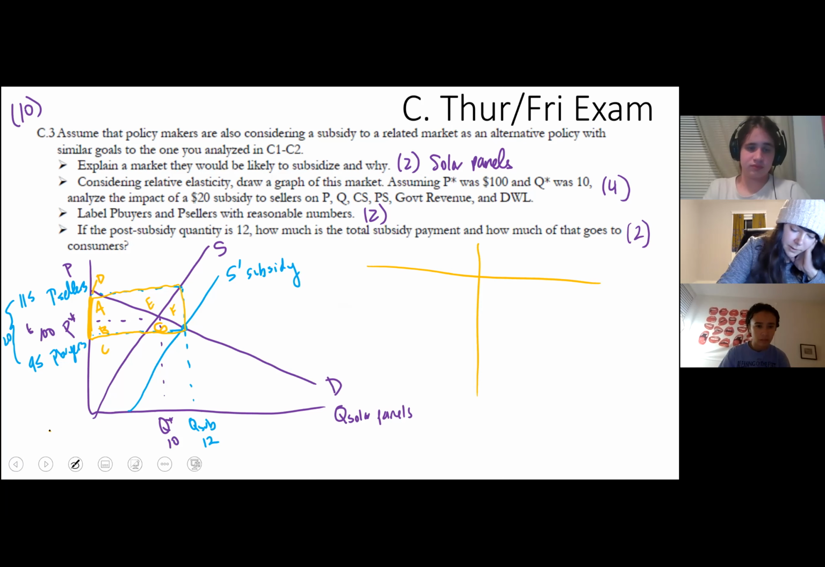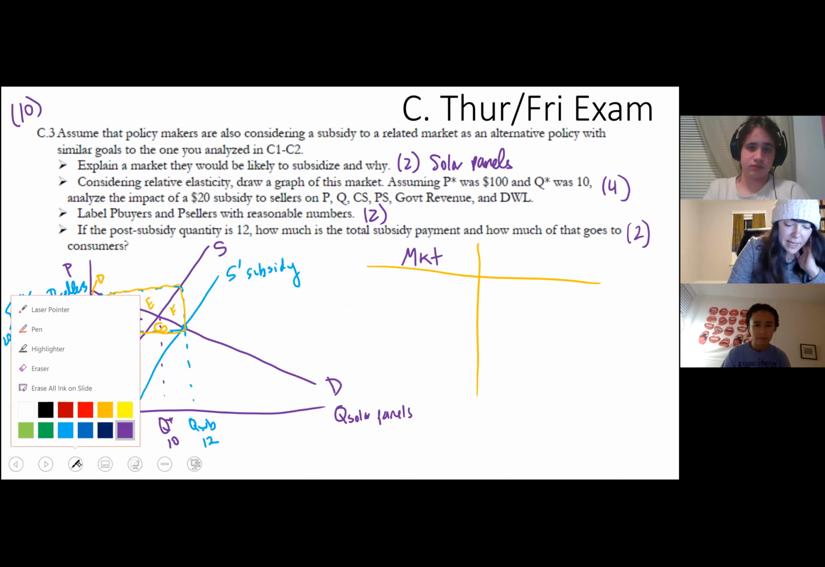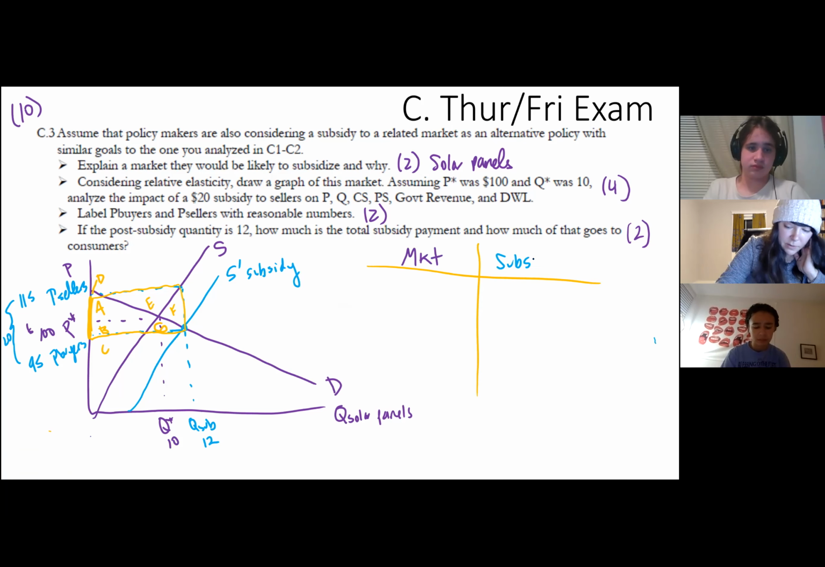So again, we're just going to compare what was happening at the market when we were at 10 solar panels and $100 a pop to what is now happening after the subsidy, when there's 12 people buying them for $95, but sellers are bringing in $115. So at the market, consumers were getting D and A, this tiny little triangle. Producers were getting B and C. The total was A, B, C, D.